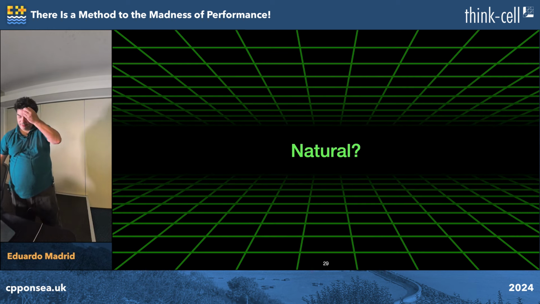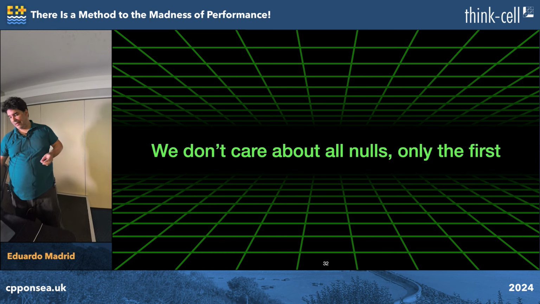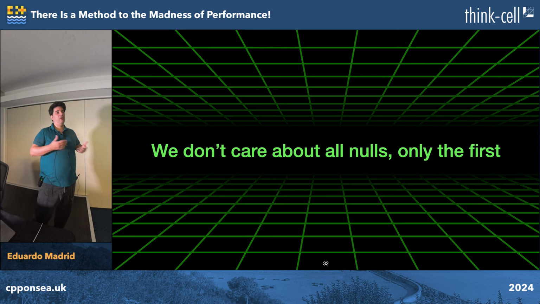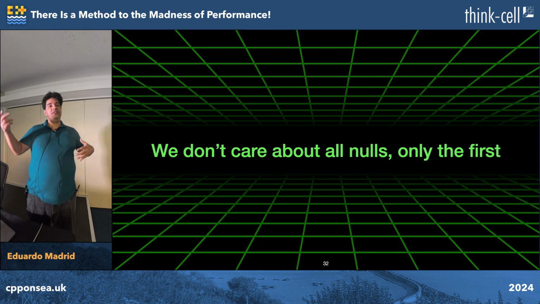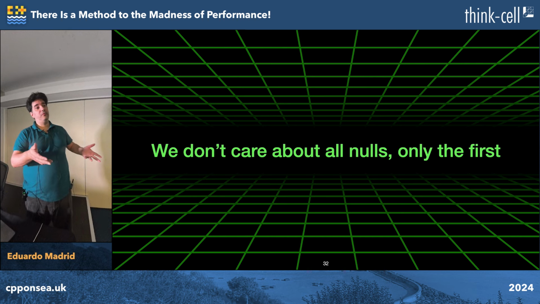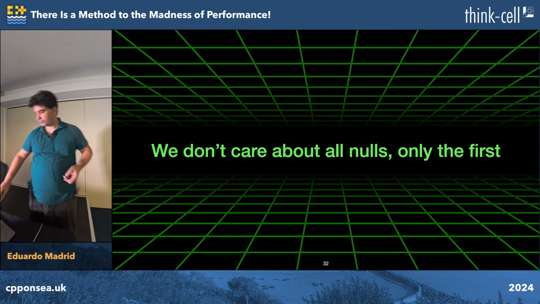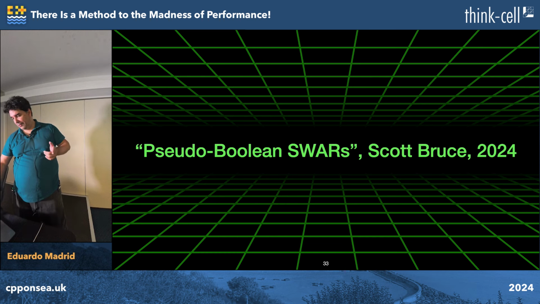Now, the question is, do you think that this is a natural implementation? We've observed an improvement. We first observed a better way to do this in GLIBC, which is based on the fact that in the code that I showed to you, we, at every comparison step, check for all of the nulls in the block of bytes, but we don't need to check for all of the nulls. We only want the first null. And therefore, this is the opportunity to do something slightly better.